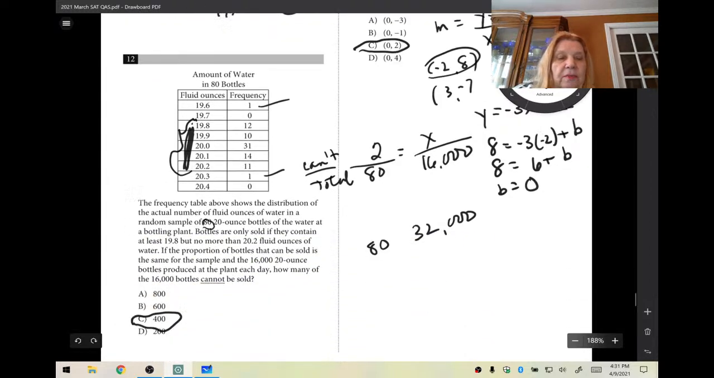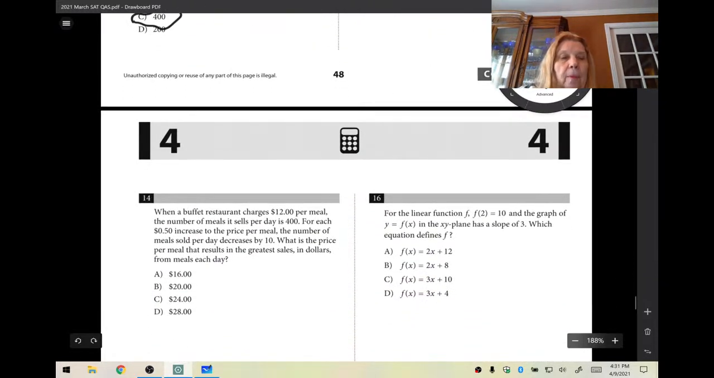Okay, moving on to 14. This one is a little crazy. Both Jim and I thought this. When a buffet charges $12 per meal, the number of meals it sells per day is 400. For each 50-cent increase in the price of a meal, the number of meals sold goes down by 10. What is the price per meal that results in the greatest sales in dollars from meals each day?